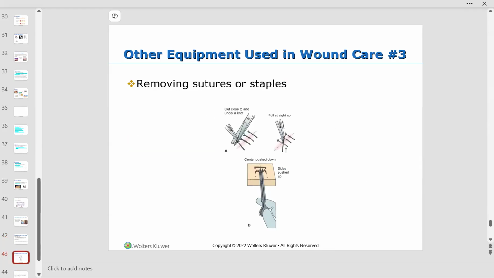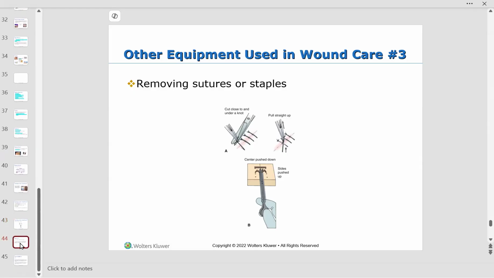This is the way we remove sutures or staples. A suture removal kit comes with scissors and little tweezers. They're sterile. Once you open it, you take the tweezer, pull the knot, and snip under the knot, and you'll pull the whole suture right out. For staples, there's a little staple remover that goes under the staple in the middle. Squeeze it, and it pushes the sides of the staple up and pulls the staple out.